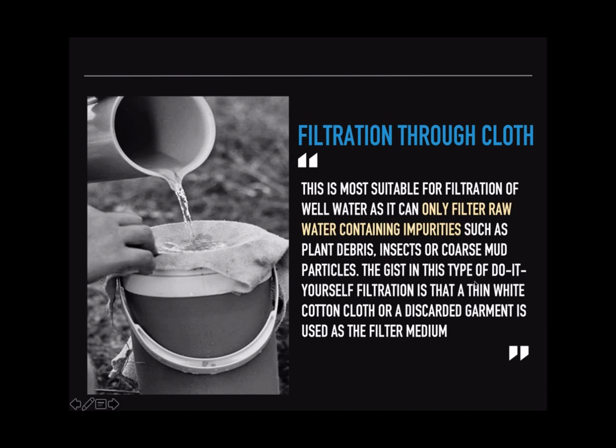The gist of this type of do-it-yourself filtration is that a thin white cotton cloth or a discarded garment is used as the filter medium. The principle of using this cloth is that the cloth has very tiny pores, or holes, in between the cloth fibers.